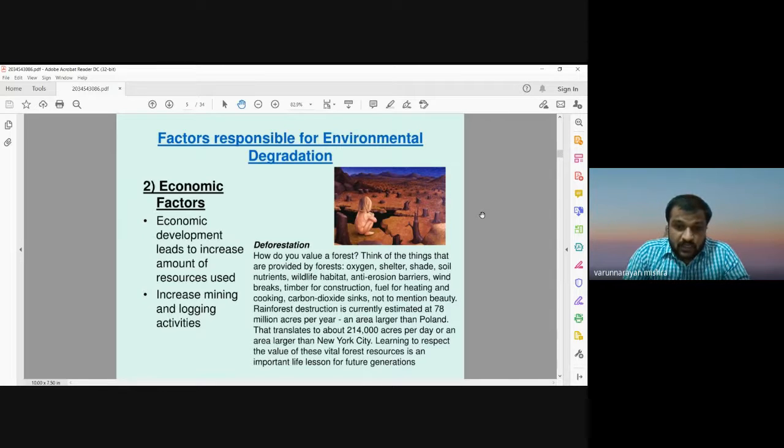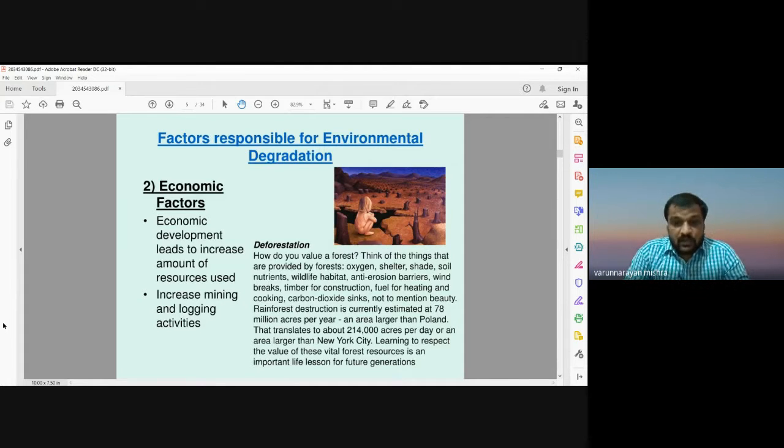Okay, so learning to respect the value of these vital forest resources is an important life lesson for the future generation. Deforestation is an important economic factor that is responsible for environmental degradation. There is a high rate of deforestation around the world, and as we know, forests provide us different kinds of resources in terms of oxygen, wildlife habitat, shelter, shade, soil nutrients. It can also be used for fuel, and it can also work as a sink for carbon dioxide.